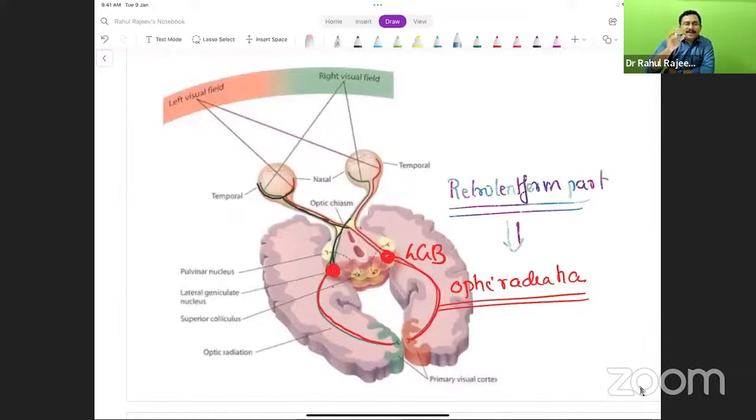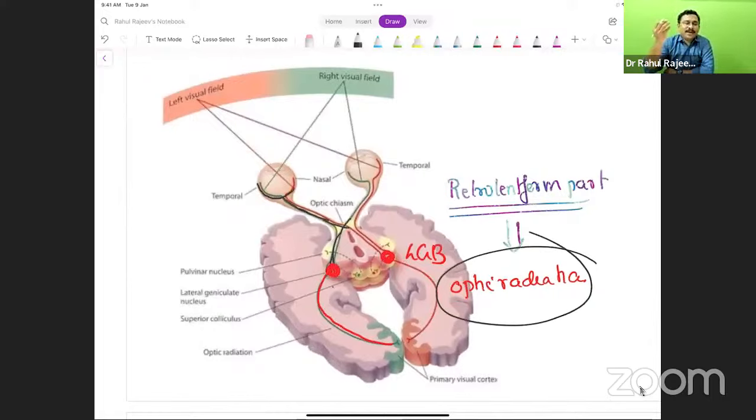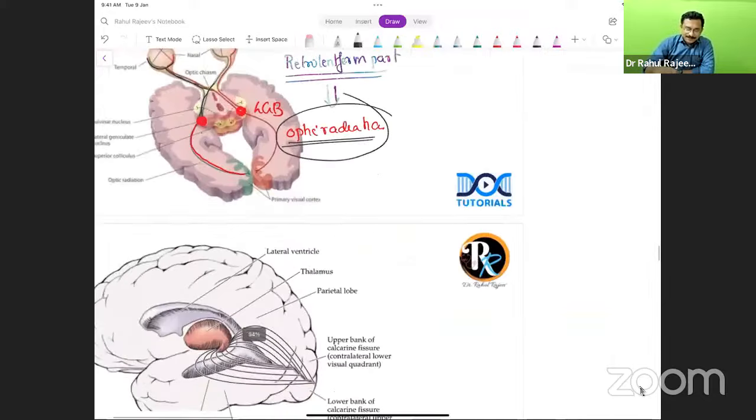So when you get an internal capsule lesion, suppose if it is a stroke, don't you think sometimes you can have affection of the optic radiation, which is why some patients may have homonymous hemianopia in stroke, because the optic radiation is affected. You have already learned that optic radiation affection will produce a homonymous hemianopia, right? So that is the importance.